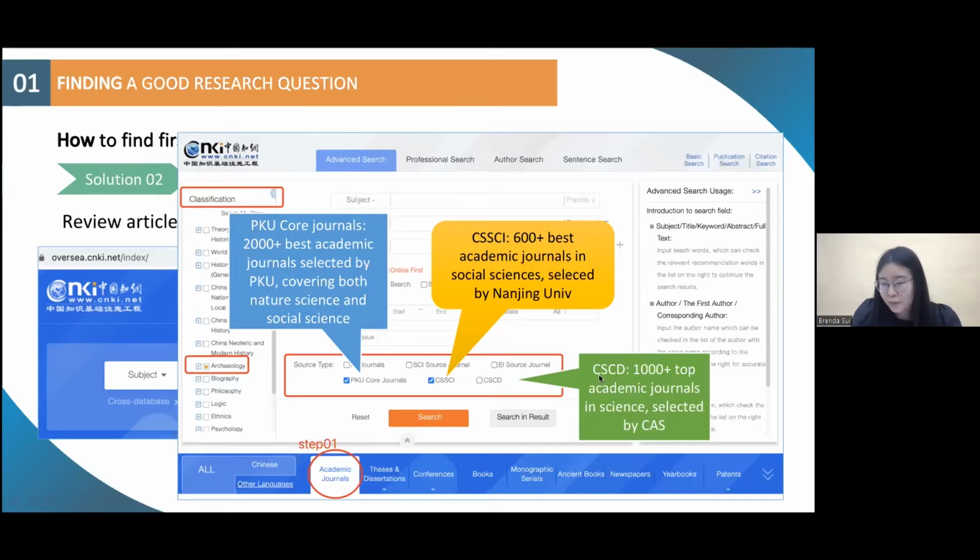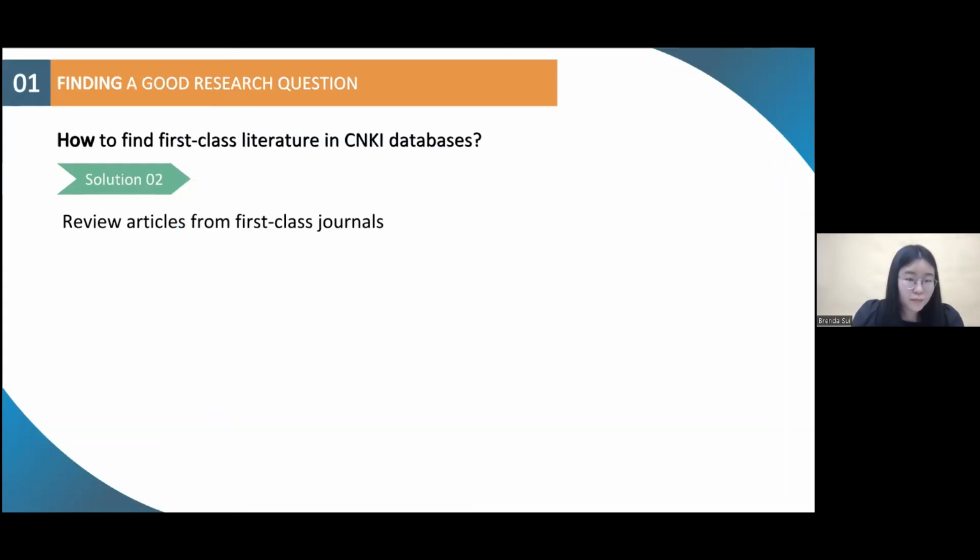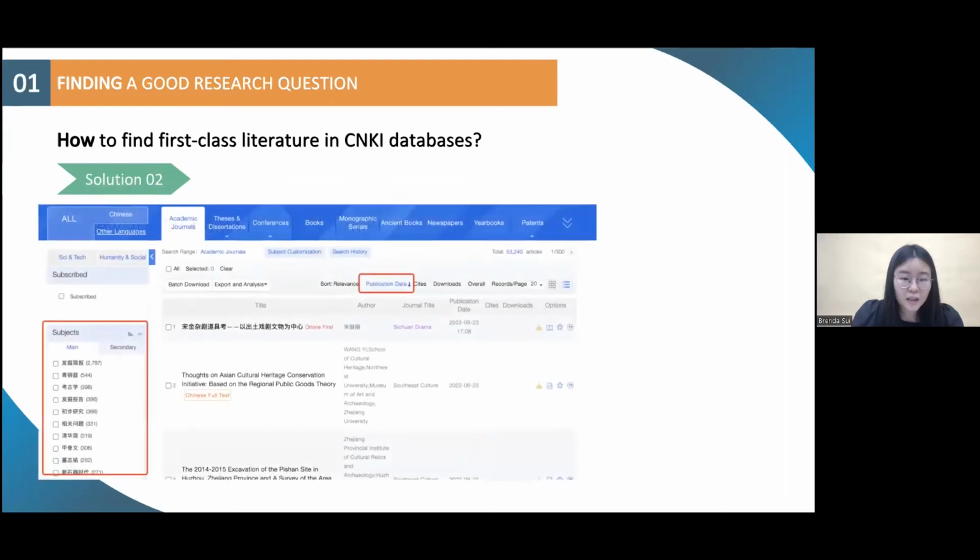Similarly, we have CSCD. It's from the Chinese Academy of Sciences. They selected more than 1,000 top academic journals in China. And click search, and we can have the results we want.